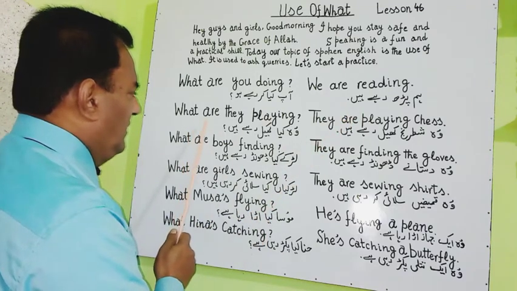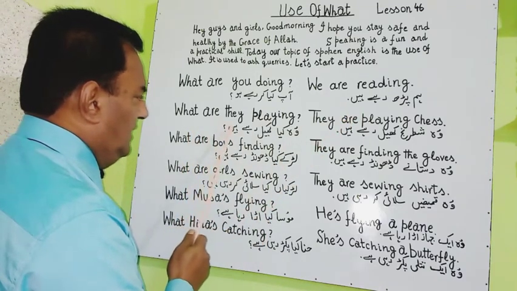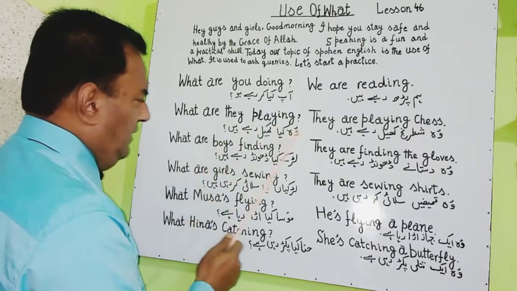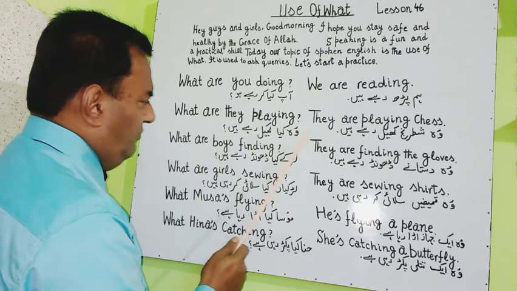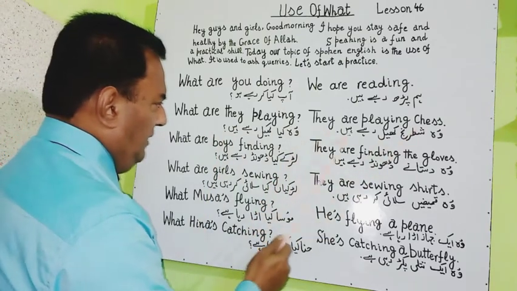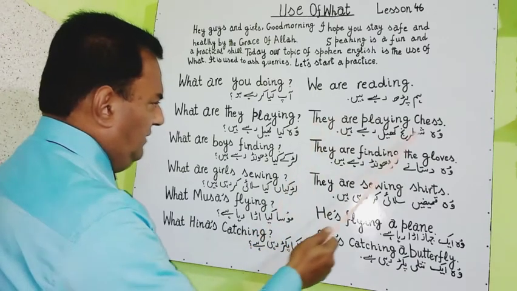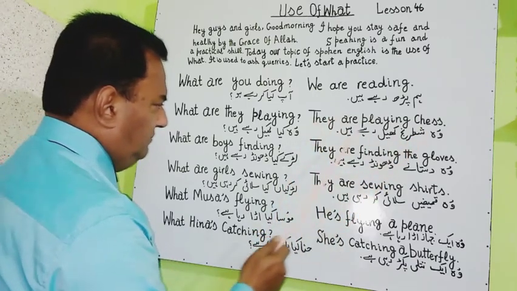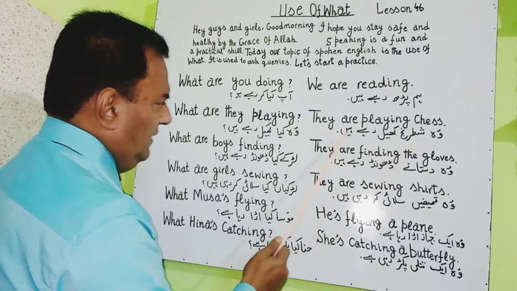Next is, what are they playing? What are they playing? वो क्या खेल रहे हैं? They are playing chess. They are playing chess. वो शतरंज खेल रहे हैं.